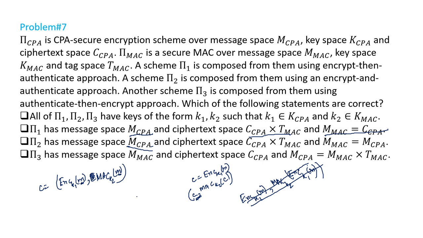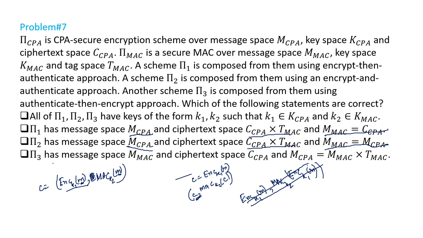So for the MAC scheme also the input space is the same as the encryption scheme, and the ciphertext space is the ciphertext space of the encryption scheme and the tag space of the MAC scheme. So this is this only. There are two parts, right?